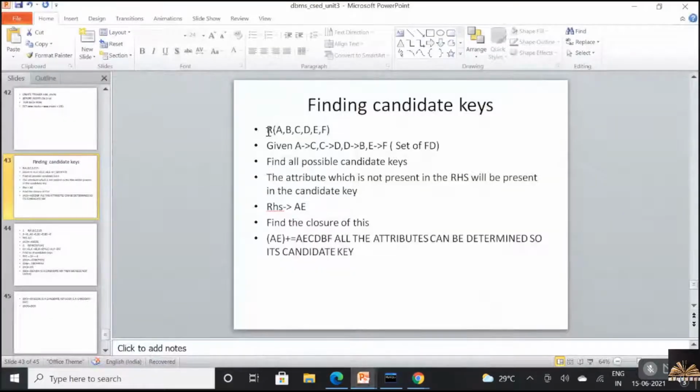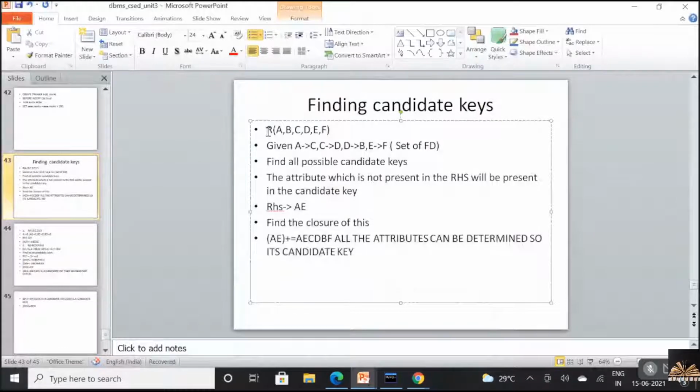I've got a relation capital R with A, B, C, D, E, F as its attributes. I'm just naming the attributes by characters over here. You can name them anything: employee, employee ID, employee name, employee address, employee age. I'm just taking abbreviations. So my table name is capital R, my attribute names are A, B, C, D, E, F. Now I'm given a set of dependencies.